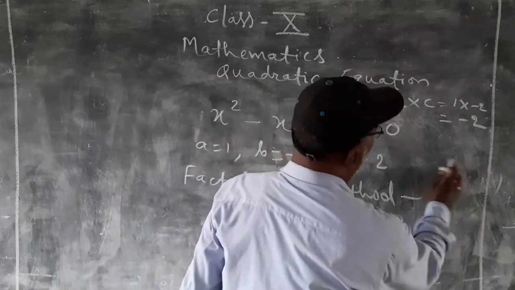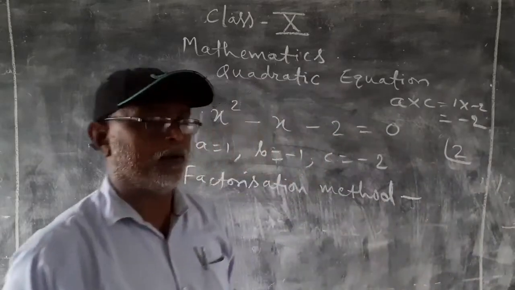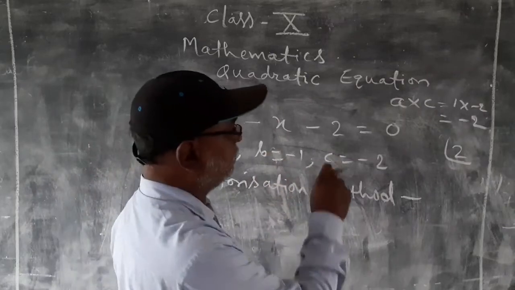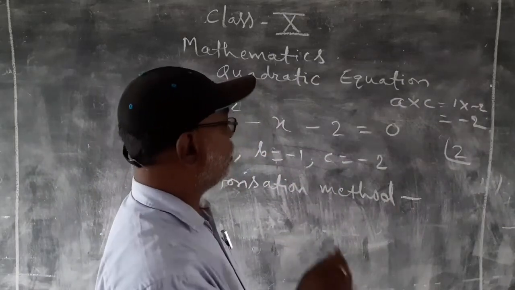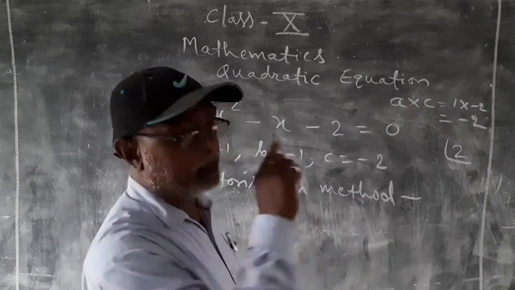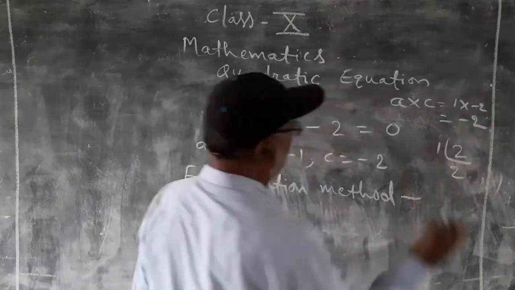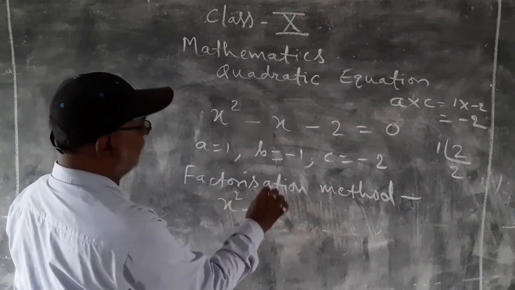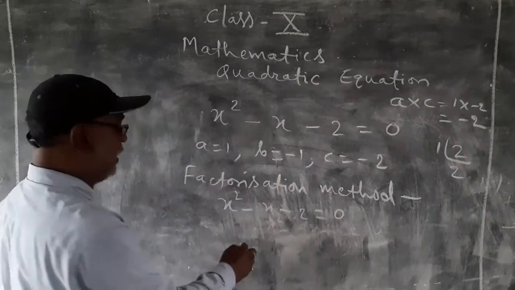Now, you have to prime factorize. 2 is itself a prime number, therefore you cannot factorize it in terms of other prime numbers, because 2 has only two factors, 1 and 2. 2 is the smallest prime number, therefore this can be split into 1 and 2. Now, you can write x square minus x minus 2 equal to 0 by splitting the middle term.